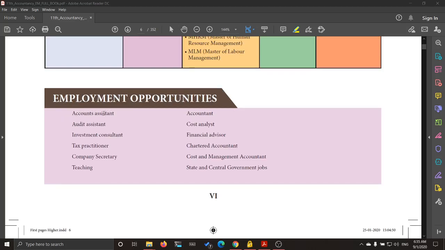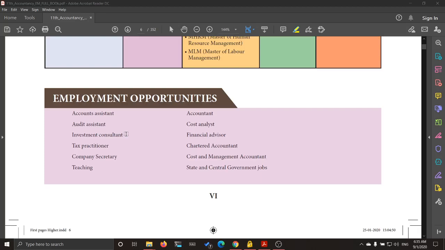First they say accounts assistant. You can go as an assistant for someone if you have finished a BCom 3 years course. Then audit assistant for an auditor. Then investment consultant. Many people have money in hand and do not know what to do with it. So you can consult them on where to invest their amount, how to invest, what will be the returns. For that you have to be very clear and thorough about the returns they will get from it.